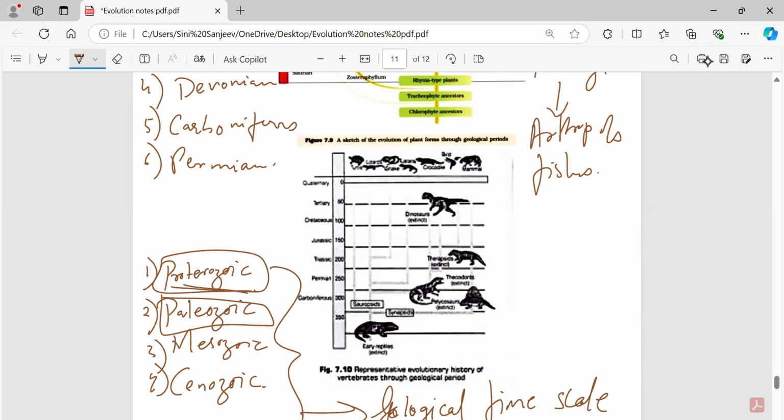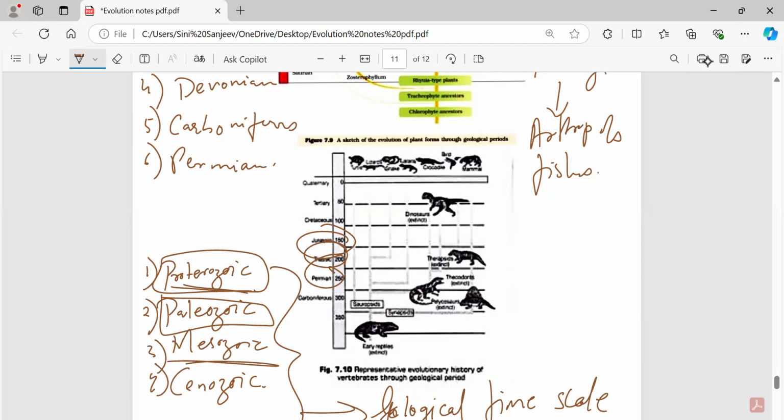So now came the third era, which is the Mesozoic era. It's nothing but related to the age of reptiles. In the age of reptiles you have all these Jurassic things, right? Cretaceous, Triassic, and Jurassic. These are the three periods which you can see in the Mesozoic era, and this is called the age of reptiles.